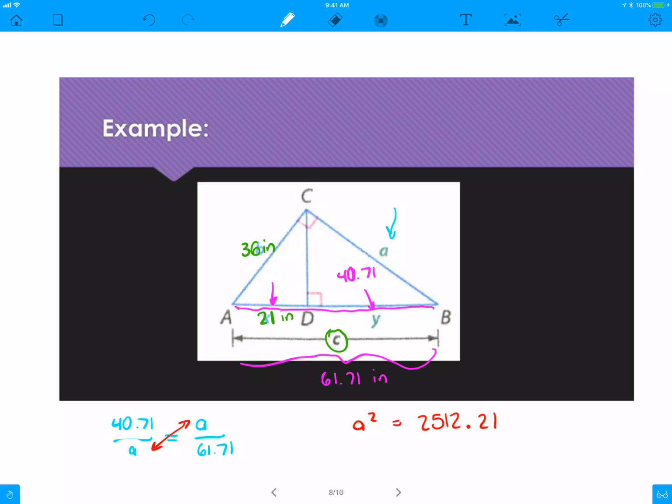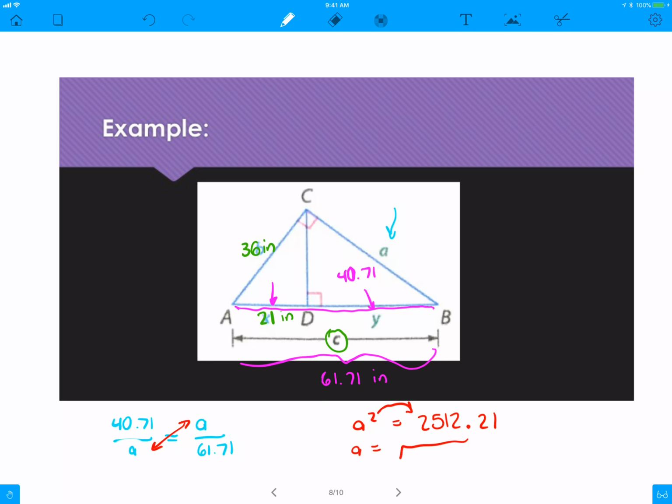2,512.21. Okay, so we got a weird, crazy decimal. And then this is the part where I say you needed a calculator because we have a decimal and we're trying to take the square root of it. This is a part where I would not expect people to break that thing down, where you're trying to break it up into pieces and try to figure out pairs. It's a decimal. You can't do that as of right now.